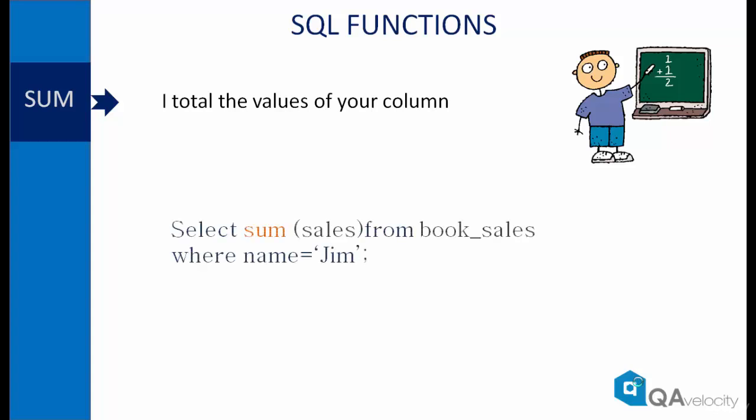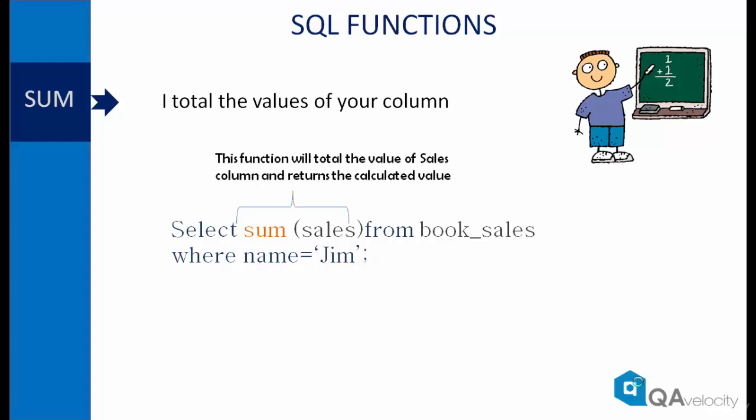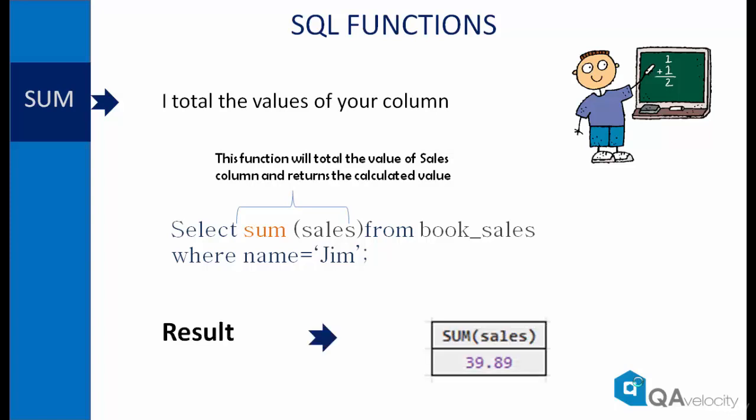If we see the query: select sum of sales amount from book underscore sales table where name equal to Jim. So here this sum function will total the values of the sales column based on the condition and return the calculated value. So the result would be the total of the sales amount. This result is only the total of Jim's sales amount because we have put a condition where name equal to Jim.